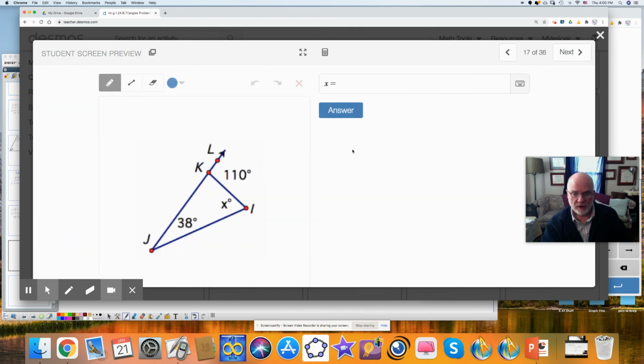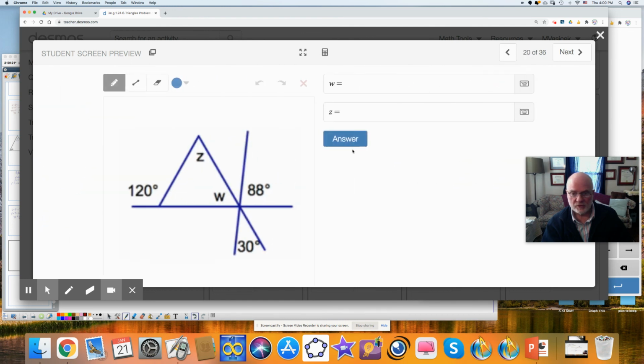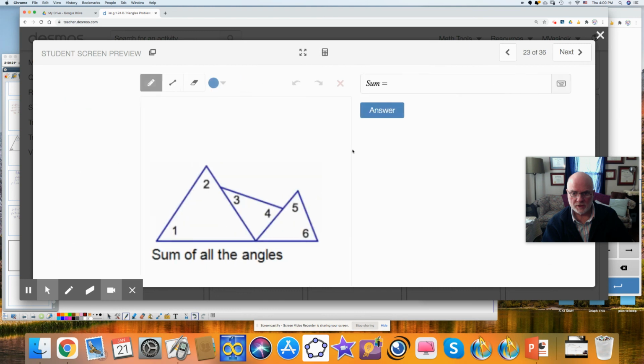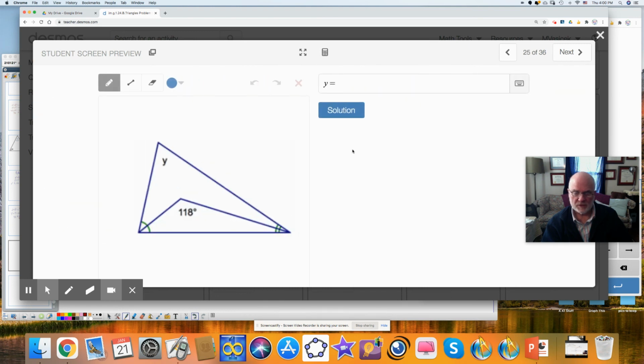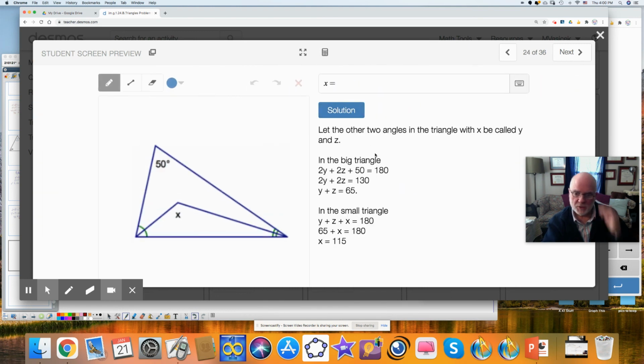On some of these, I not only give the answer, but I also give the solution. Let's see if I can find one here with a solution in it. Like for instance, here we have the solution. This tells you how you would go about solving this for x. And some of these make more sense to look over. Anyway, these are the practice problems that I have for you for today.